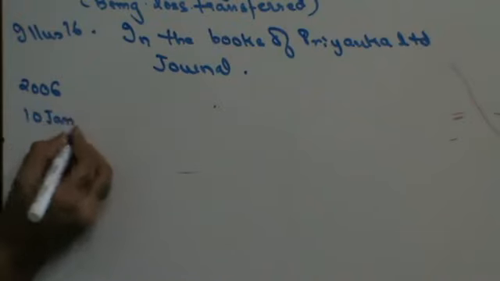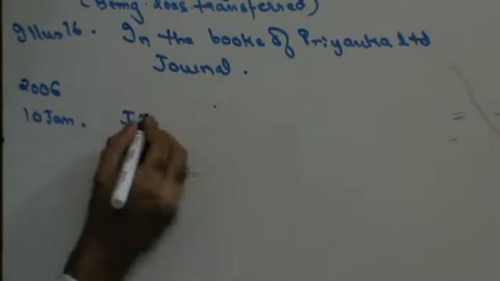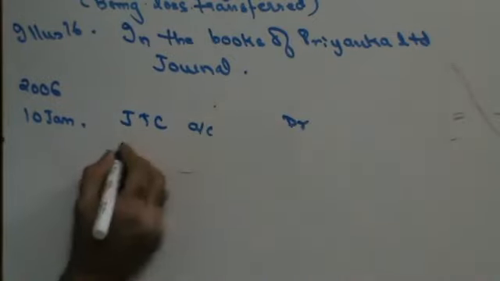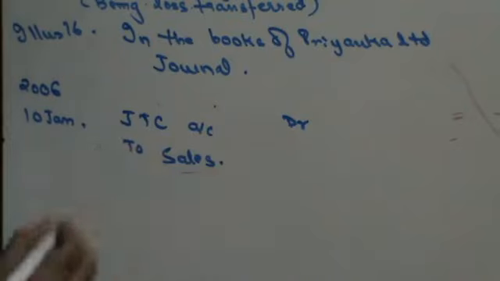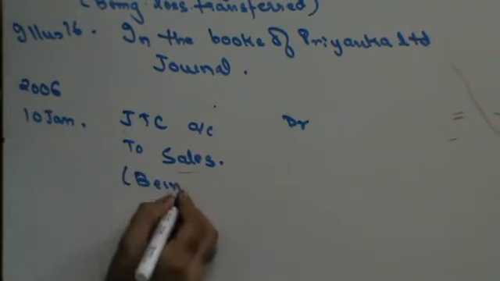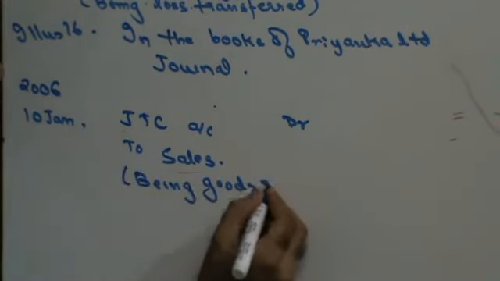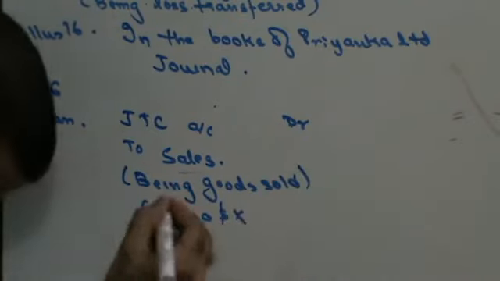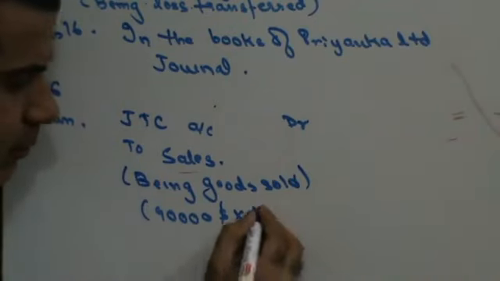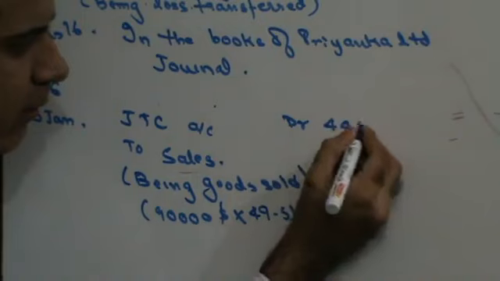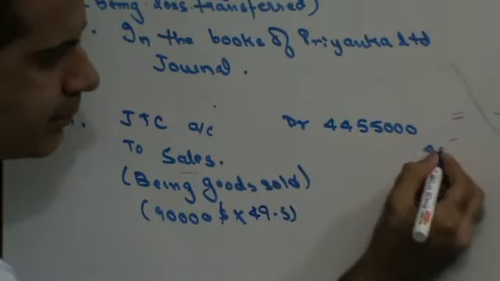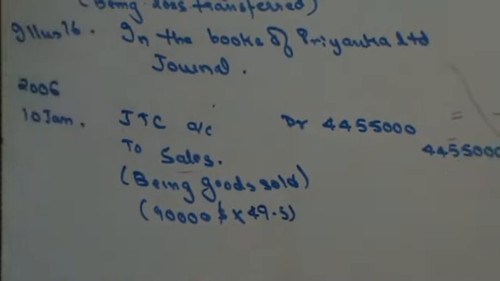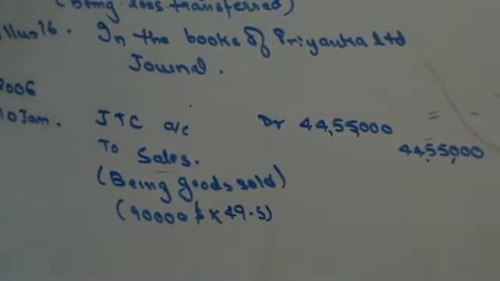10th Jan. Exported, debit the receiver. Jerry Trading Company account debit to sales. You have exported goods of $90,000 being goods sold, when the dollar rate was 49.5. That is 44,55,000. Right? Now, the payment was received as under.